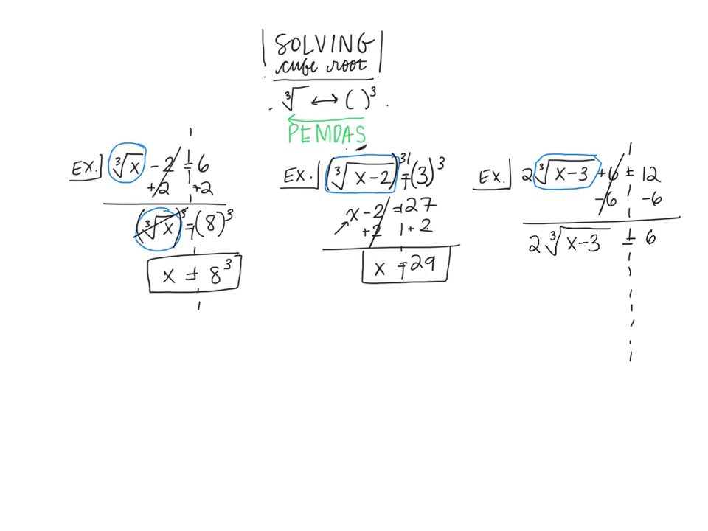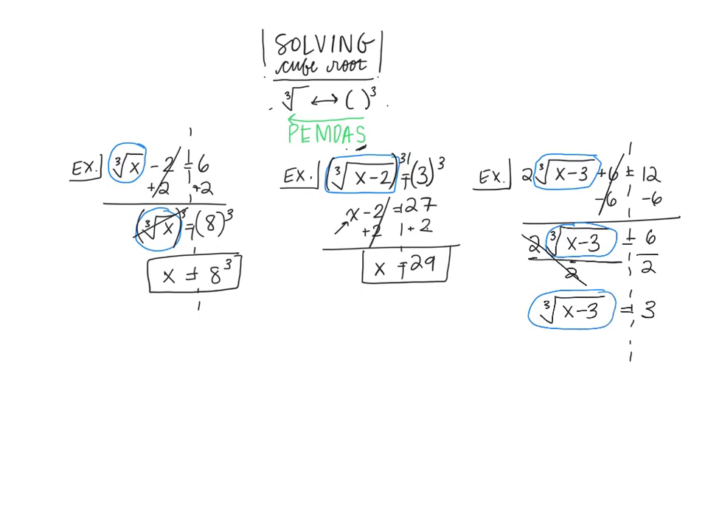All right, the next thing I need to do is get rid of that 2. I don't see a sign in between my 2 and my root, so I know that that's being multiplied. I do multiplication with division. So on the left side, I'm going to have the cube root of x minus 3 equals 6 divided by 2, which is 3. I now have my cube root alone on the left side.